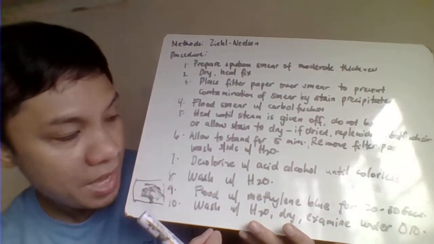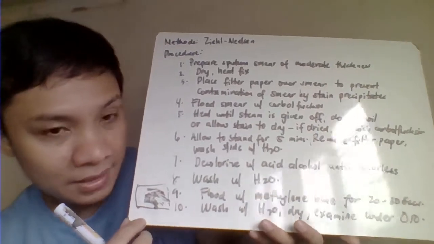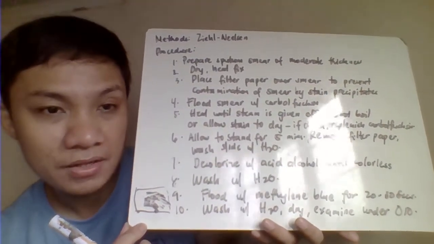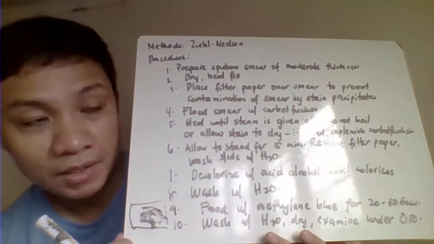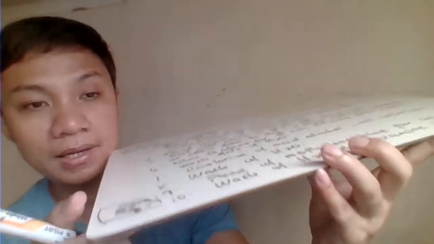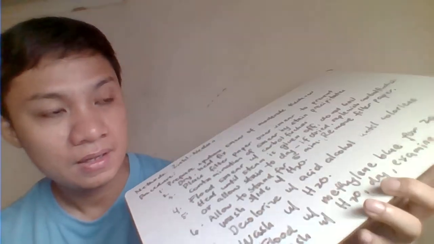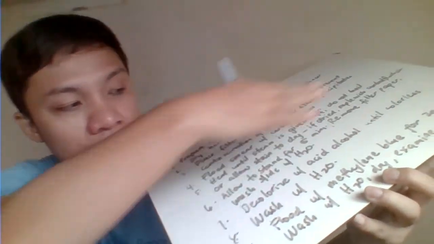Then you remove the filter paper. Wash off with the tap water your slide. Then after that, you try to add your decolorizer, acid alcohol. So just the same way pag nag-decolorize tayo ng ating acid in our gram staining, so ganun pa rin. Ganun mo lang siya, tapos tilt mo siya, then dito ka magde-drop para mag-flow dito sa ating smear.